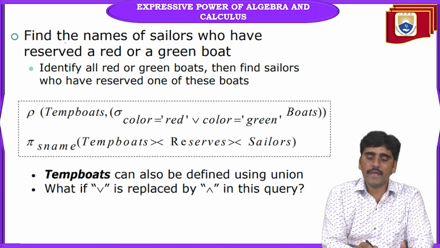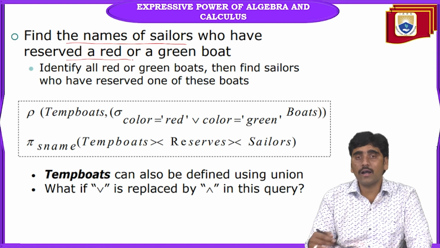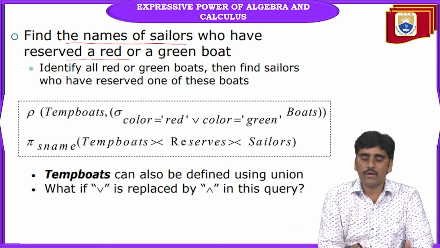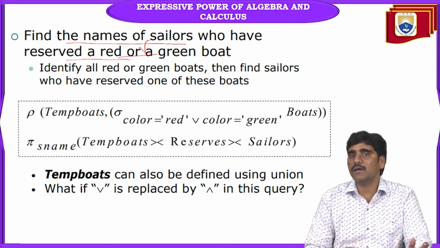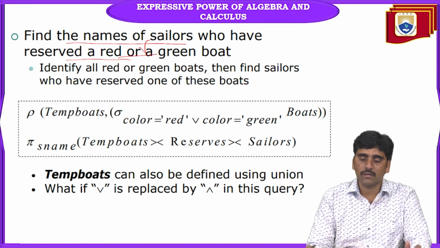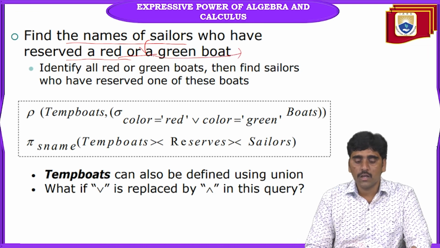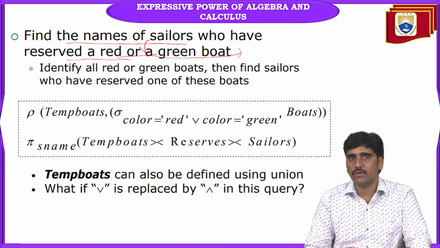Find the names of sailors who have reserved a red or green boat. So we have to use the OR operator or the AND operator as a logical or comparison operator, right? So what is the query here? Find the names of sailors who have reserved a red or a green boat.